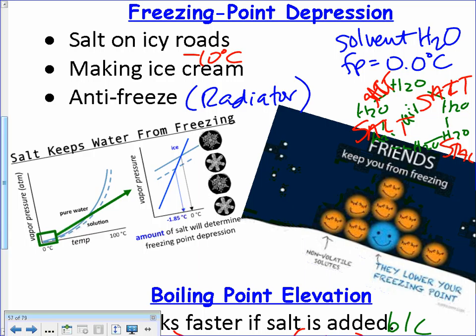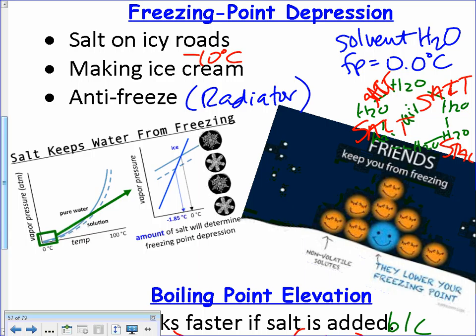Does it get negative 10 in North Carolina? Heck no. So guess what? We will always go to school unless there's shady areas that don't get salt. So generally, the freezing point will depress quite a bit. And that's when it would freeze, never at 0 degrees Celsius because the salt gets in the way of the crystallization process.